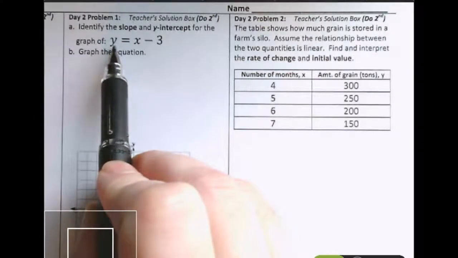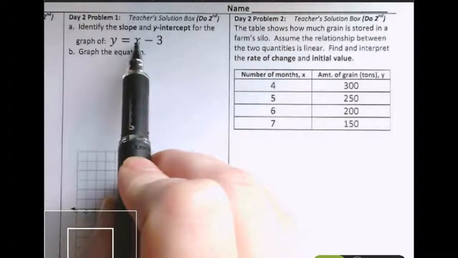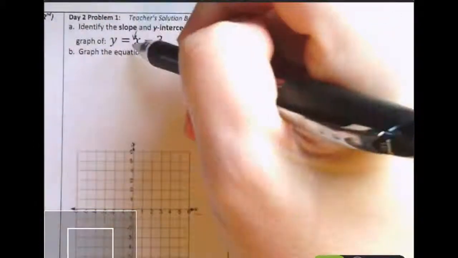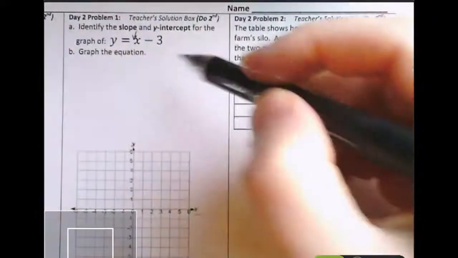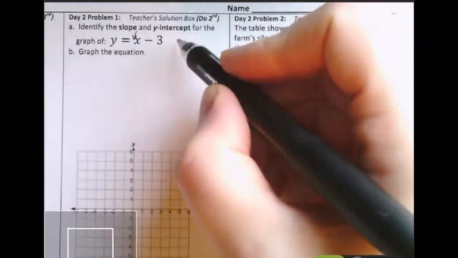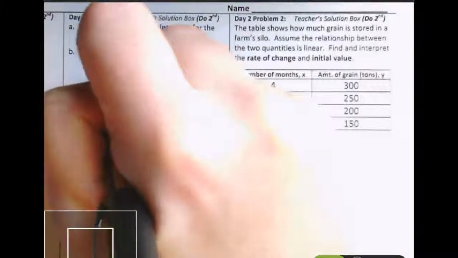We have the letter y alone. To the right of the equals is the x term. With no number written in front of x, we can assume that it means 1x. And then after that is the constant minus 3. Because of the form that this is written in, it's very easy to find the slope and the y-intercept.